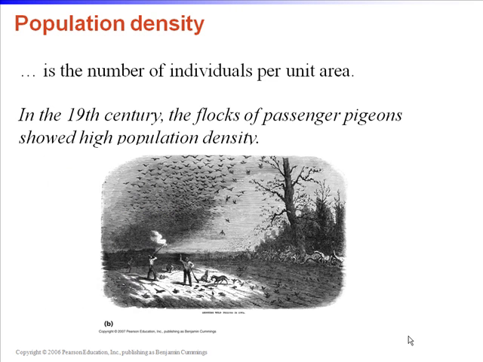Now, population density is another way to look at population, and population density is talking about the number of organisms, or the population size, per unit area, right? Per acre or per kilometer squared, or per meter squared, or per centimeter squared, depending on the organism and the size. And again, the passenger pigeon had very high population density within those flocks.